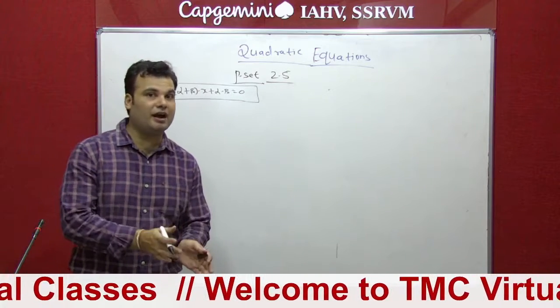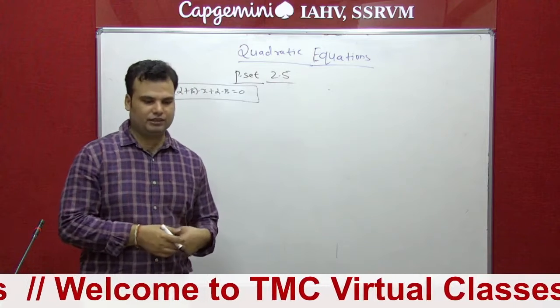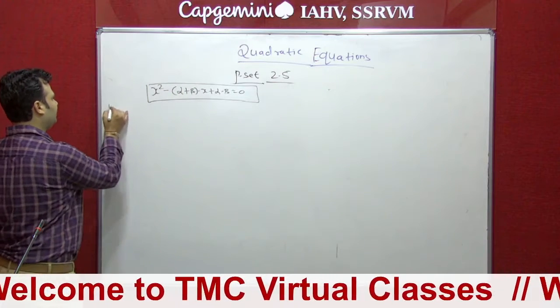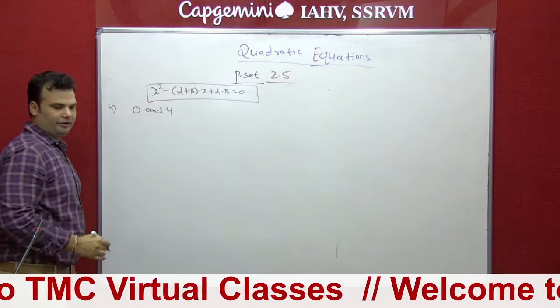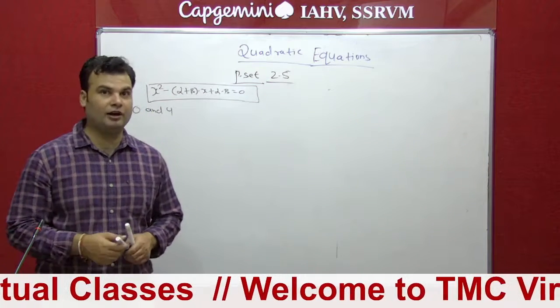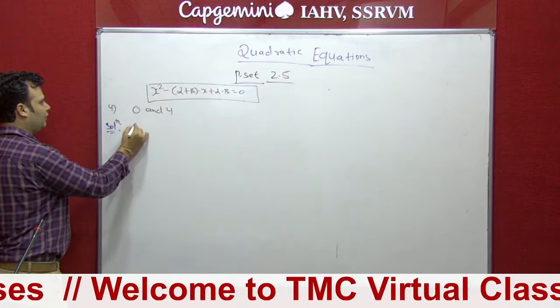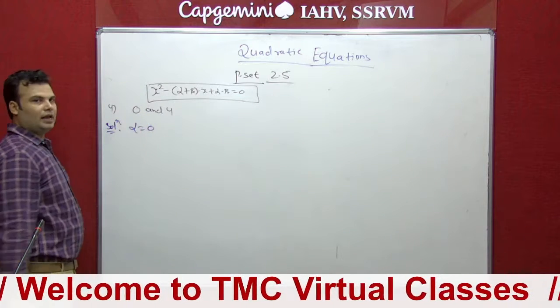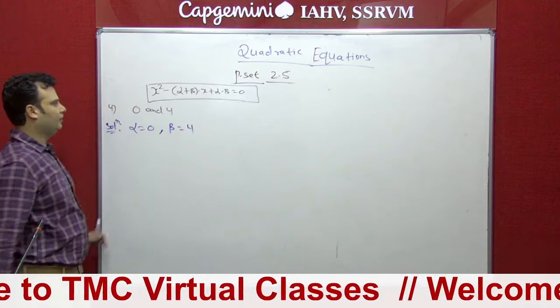So roots are alpha and beta. The first is your alpha and the second root is your beta. So the first sum is given, sum number 4. Roots are 0 and 4. So that time we can understand the first one is your alpha. Alpha is 0, the first root, and the second root is beta. So beta is 4. That's correct.